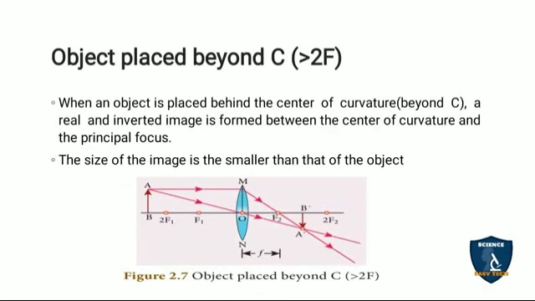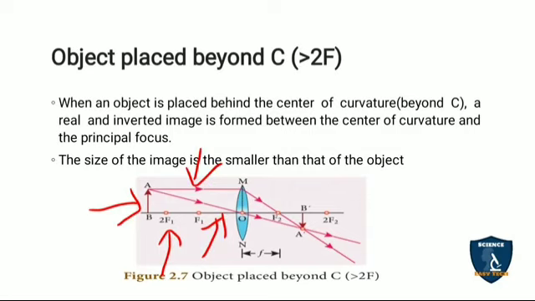Object placed beyond C, greater than 2F. When an object is placed behind the center of curvature, beyond C, a real and inverted image is formed between the center of curvature and the principal focus. The size of the image is smaller than that of the object.